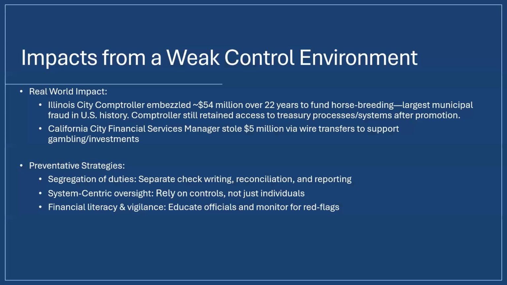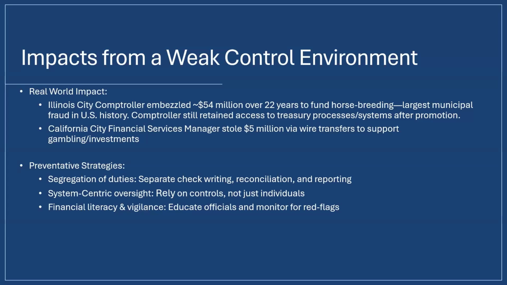All right, so these are some real world impacts of people having too much access, which is the one thing you can control in your environment, right? I'm sure you already know about this one. I didn't put the name, but probably everyone already knows it. 54 million over 22 years to fund horse breeding. The key issue was that when they were promoted to comptroller, they still retained access to treasury applications, right? So a user access review could have caught that.